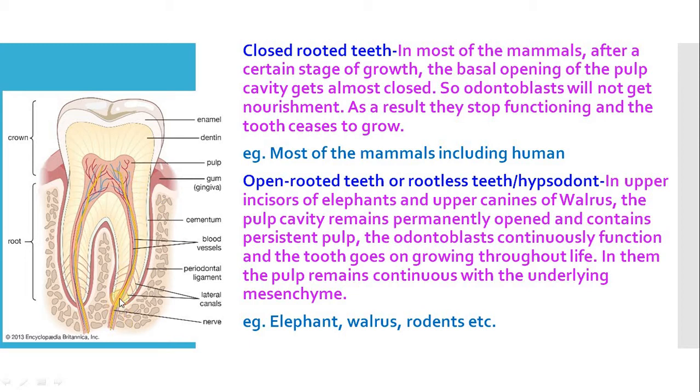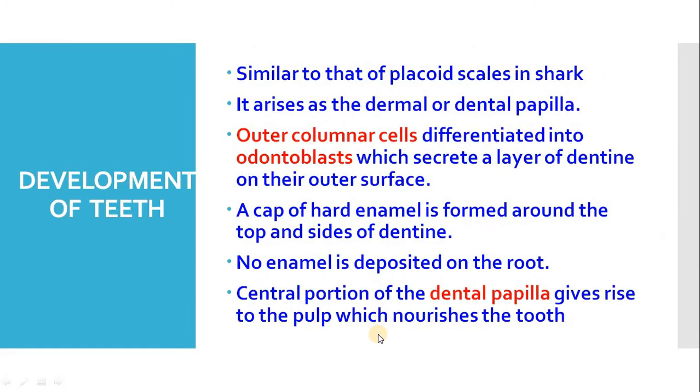Since the basal portion of the pulp cavity is opened throughout the life stage, they will get continuous nourishment. The odontoblasts will get continuous nourishment and they will produce dentine throughout the life. So the teeth will grow throughout the life. In them the pulp remains continuous with the underlying mesenchyme cells, so they will always get nourishment. The odontoblasts will get nourishment. For example, elephant, walrus, and rodents.